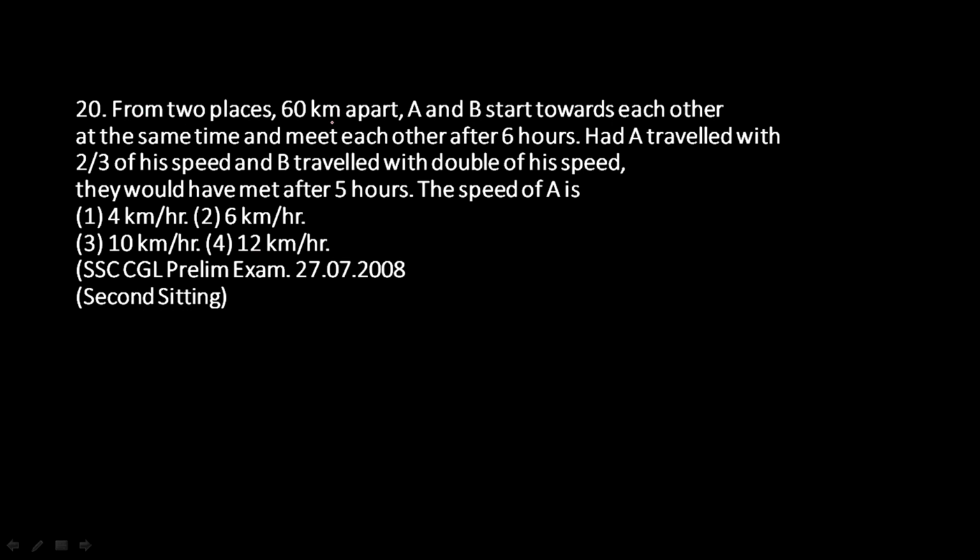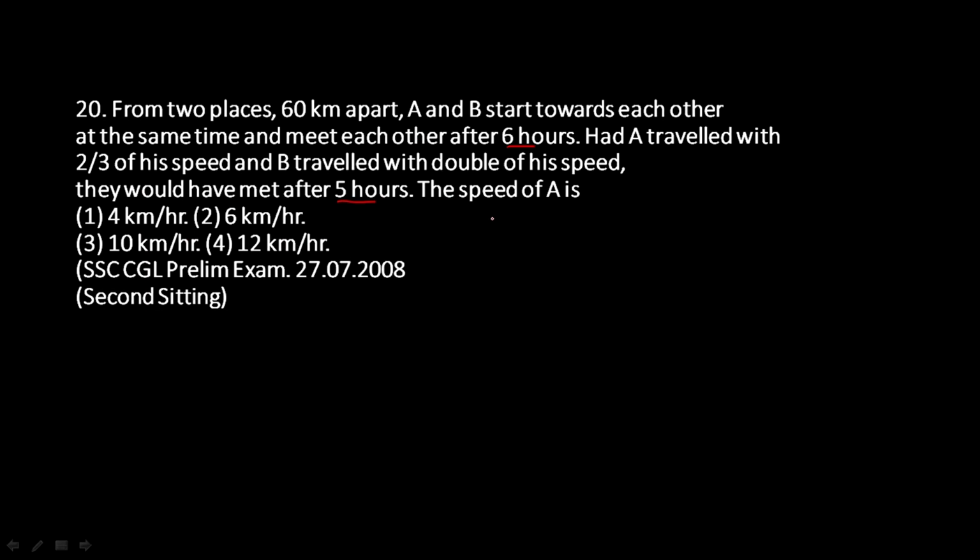From two places 60 km apart, A and B start towards each other at the same time and meet each other after 6 hours. Had A traveled with 2/3 of its speed and B traveled with double of its speed, they would have met after 5 hours. The speed of A is. So I will solve it.